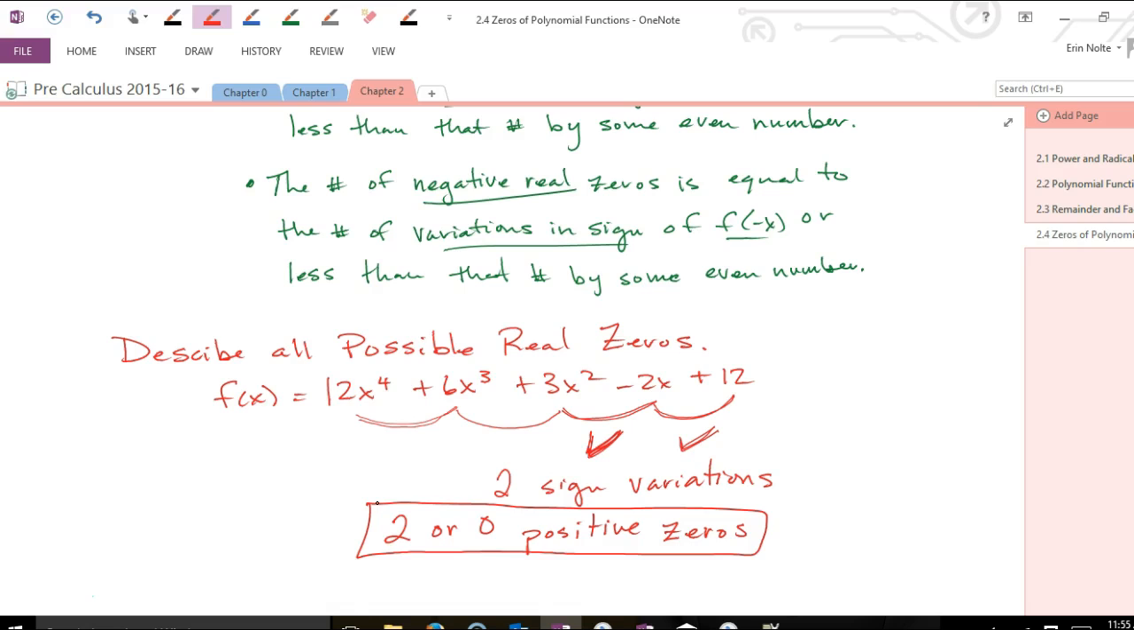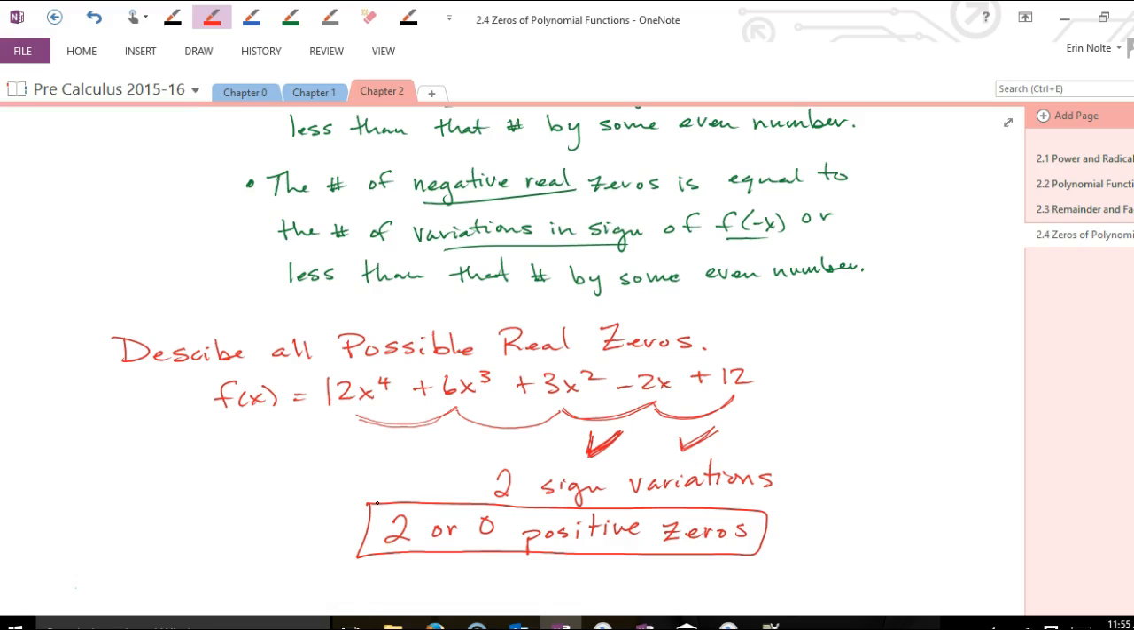Where did you get 0? Oh, that 0? Because in the definition, it says, or less than that by some even number. So basically, let's say there happened to have been 7 sign variations. That means there could be 7 positive zeros, or there could be 5, or 3, or 1. It's decreasing in even numbers. Do you see what I'm saying by that? So it's decreasing by 2 every time.